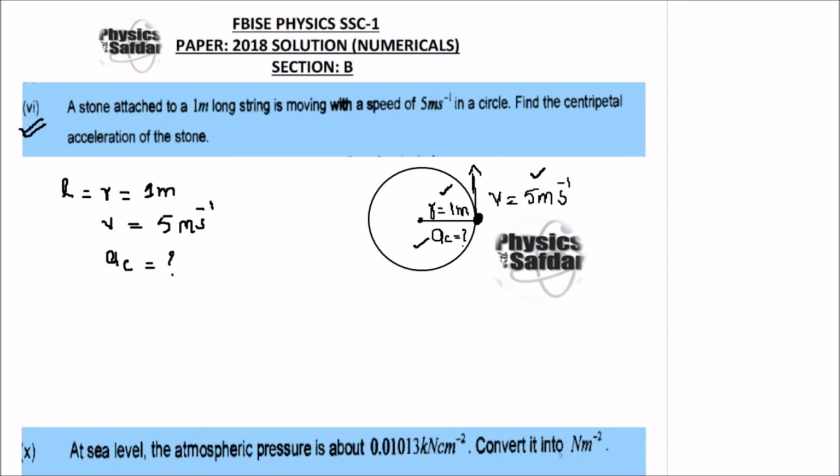Now you need to write the formula of centripetal acceleration. Centripetal acceleration you can calculate by using this formula. AC is equals to V square over R. Now you can substitute the numbers. V is 5 over R, that is 1. 5 square gives 25. At the denominator we have 1. So finally we get 25 with unit meter per second squared.